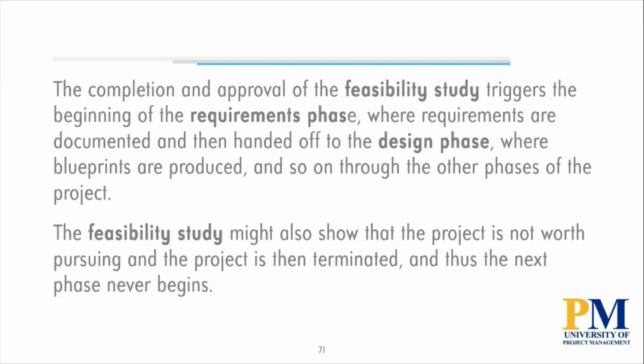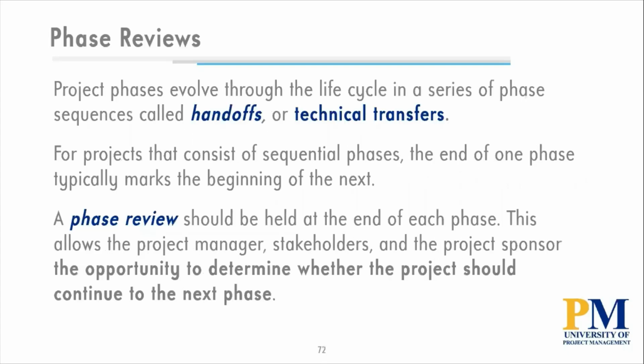The completion and approval of the feasibility study triggers the starting of the requirements phase, then goes to the design phase, the build phase, the testing phase, the acceptance phase. A project could be canceled if the feasibility study says that it's not worth it. All right, phase reviews evolve throughout the life cycle. They could be handoffs or transfers. A phase review should be held at the end of each phase, used as a powerful touch point.